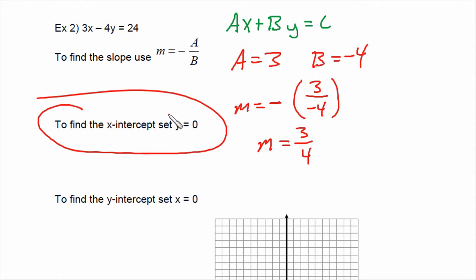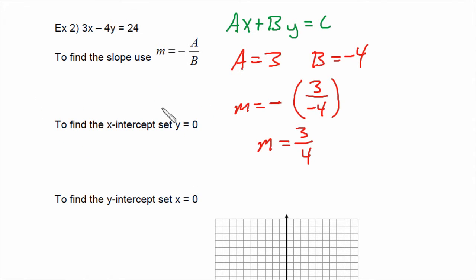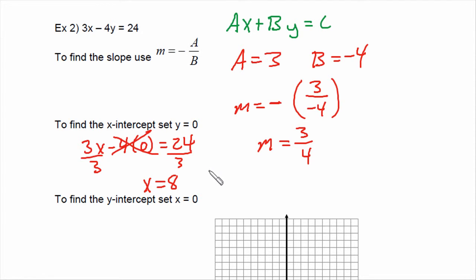Now we'll find the x-intercept. We set y to 0 and solve. So we have 3x minus 4 times 0 equals 24. Another way to look at it is 4 times 0 is just 0, so you can just cover that up, erase it. It's gone. So all we have to solve is 3x equals 24. Divide by 3, x equals 8. So my x-intercept is 8. Ordered pair would be 8, 0.